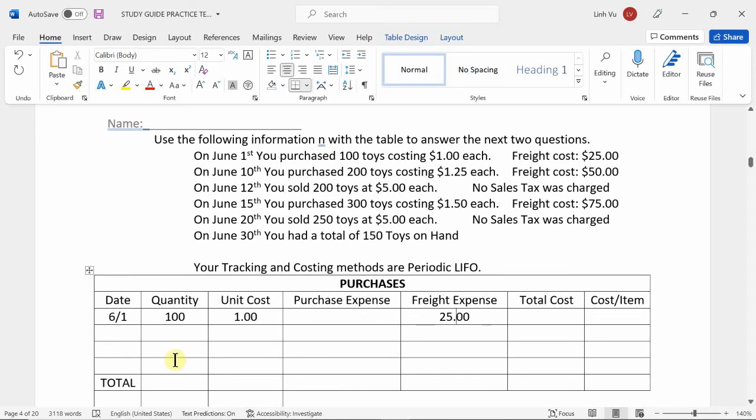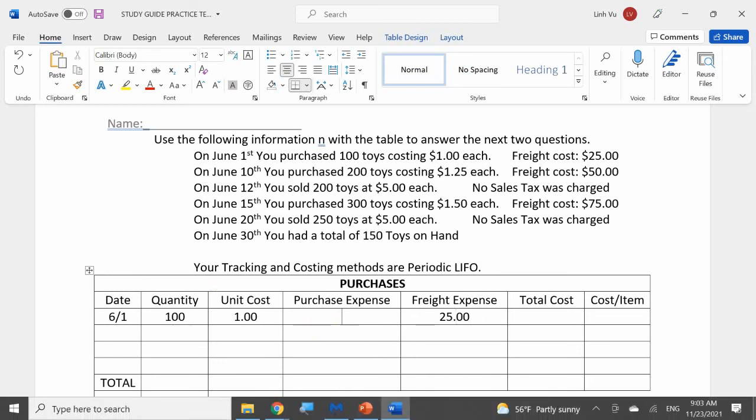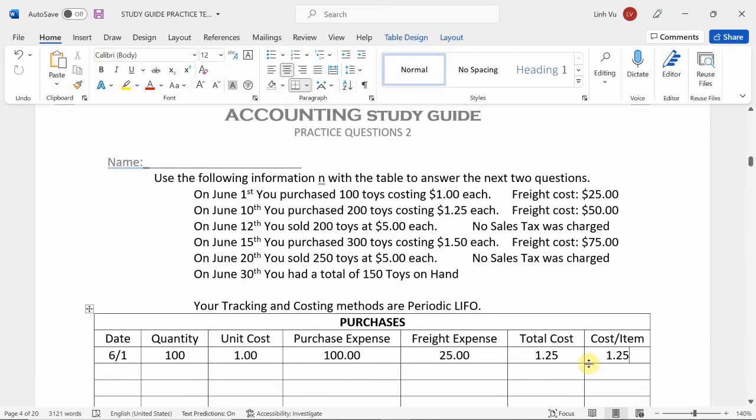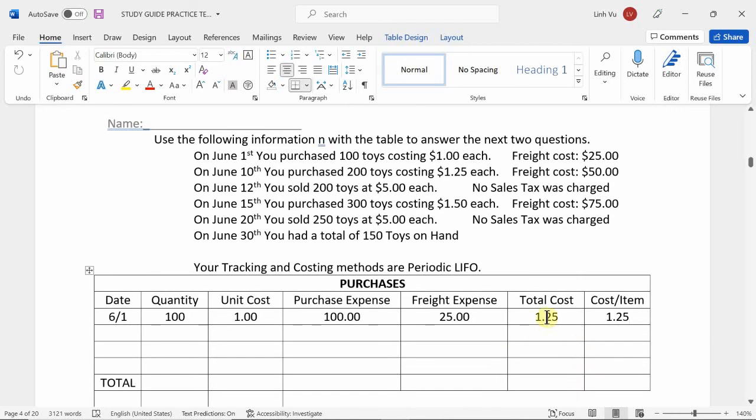So the purchase price of 100 plus 25 gives you a total cost of 125, which is $1.25 per item. Now in this case, the tracking method is periodic and it's LIFO. Let's see what happened next. June 10th. Total cost? 125, not 1.25.